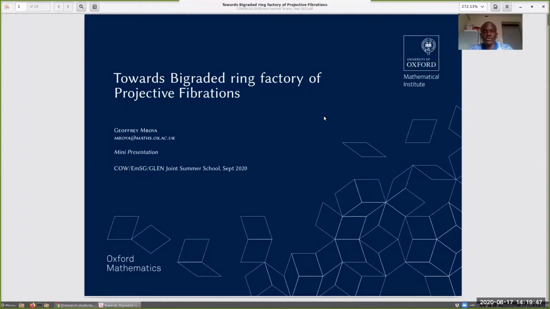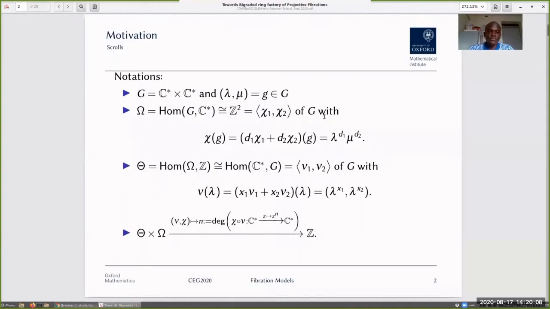I'll be talking to you about projective fibrations which result from bigraded rings and how we can construct some of these fibrations from the bigraded rings which result from them. And this potentially could be a way of forming many of these fibrations. As a motivation, I will introduce an object called scrolls.